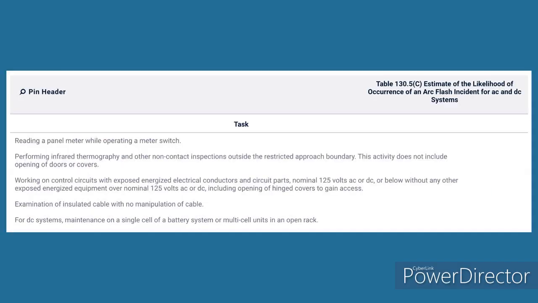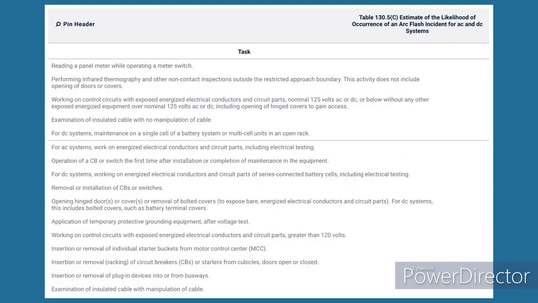Now, if you look there, the very first one says reading a panel meter while operating a meter switch. Then performing thermography and other non-contact inspections outside the restricted approach boundary. This activity does not include opening of doors and covers. So you start going through this. These are things that are considered. There's the likelihood of occurrence of an arc flash. Okay, I see what you're saying.